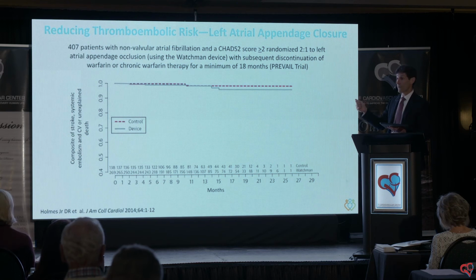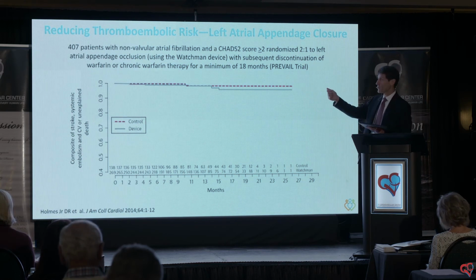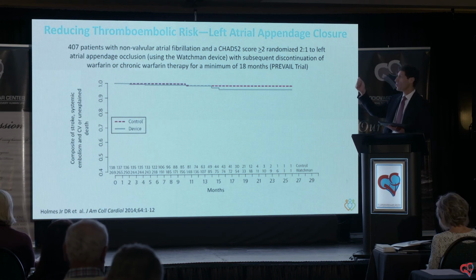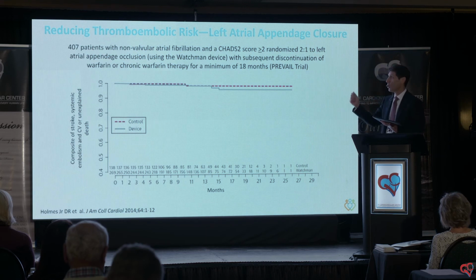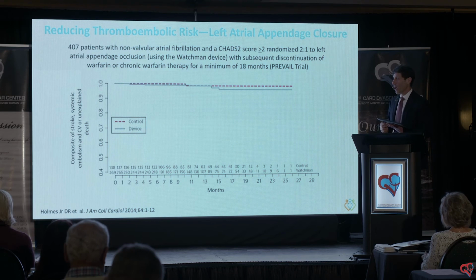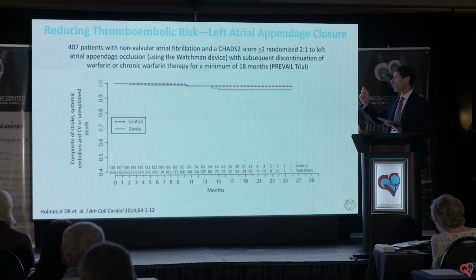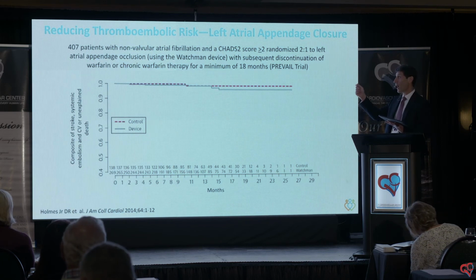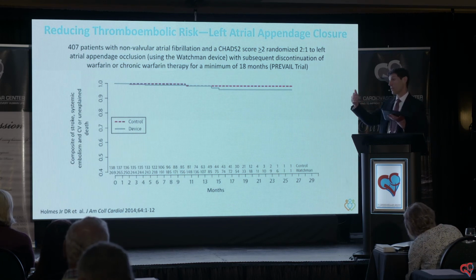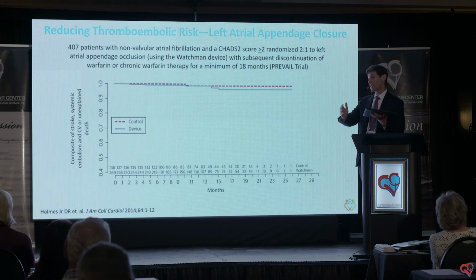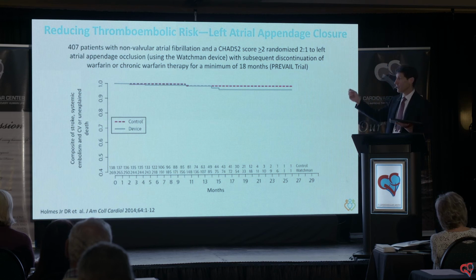This is using the only FDA-approved device, the Watchman device, looking at 407 patients, non-valvular AFib, CHADS2 score greater than or equal to 2. These studies were done before we sort of moved to CHA2DS2-VASc, looking at the risk, in this case, a composite of stroke, systemic embolism, or cardiovascular unexplained death, comparing them to the population that are on warfarin versus those that are initially on warfarin for an abbreviated period of time, allowing the device to re-endothelialize, and then they stop their oral anticoagulant. And you can see these curves are nearly superimposed.